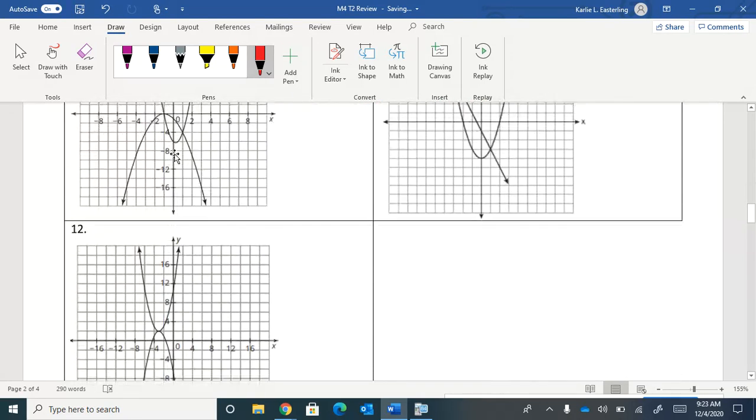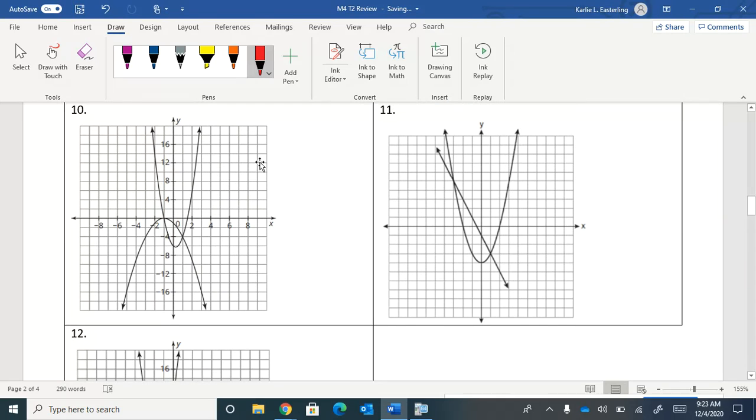On 10, 11, and 12, all you have to do is look at these graphs and determine the solutions. That's where the two graphs intercept each other and give me the points. So negative 1, 0, 1, negative 4.